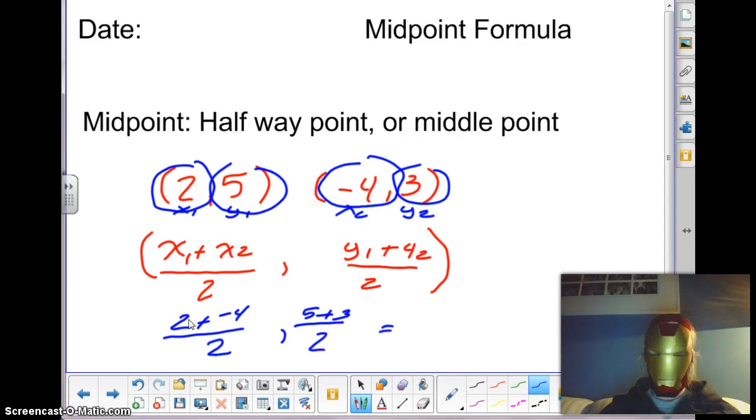So my midpoint would be 2 plus -4, which would give me -2 over 2, or -1, and then 5 plus 3 would give me 8 over 2, or 4. So between these 2 points, the halfway point will be at -1, 4.